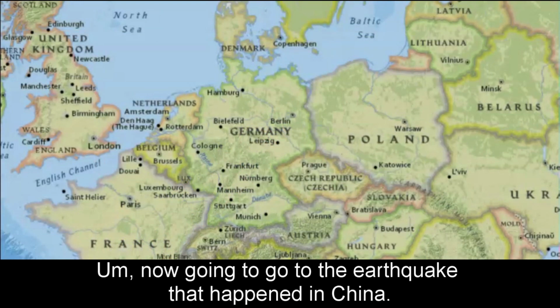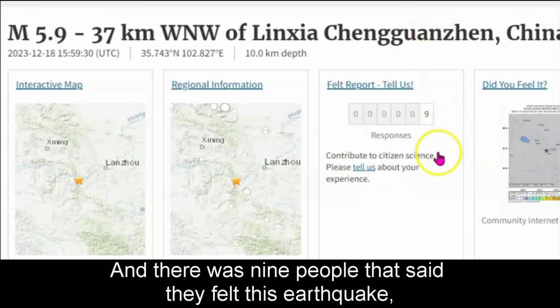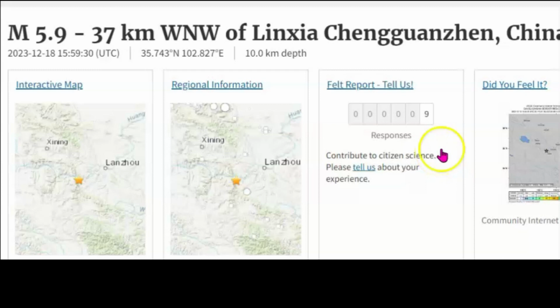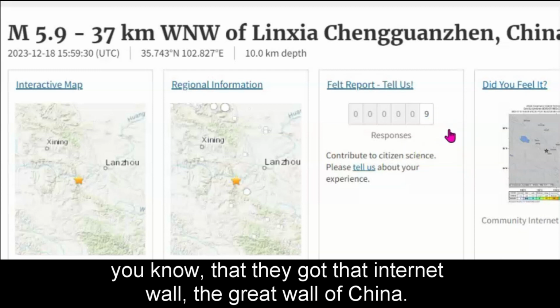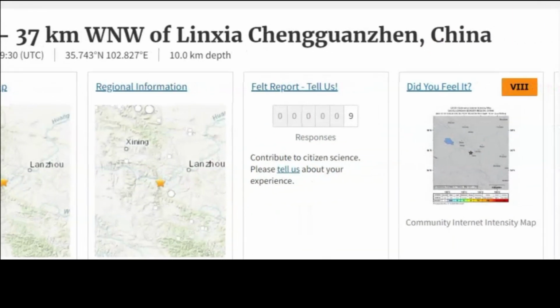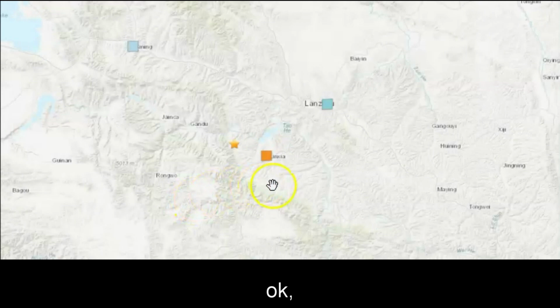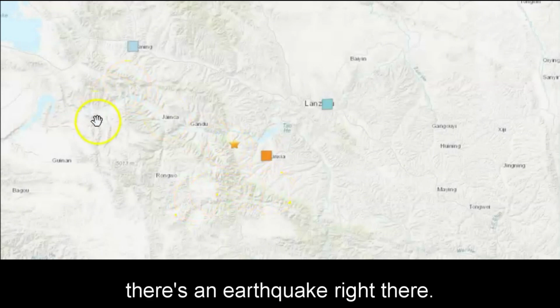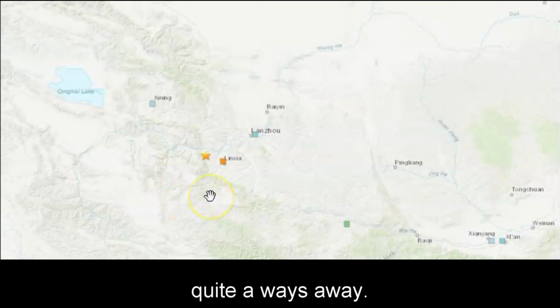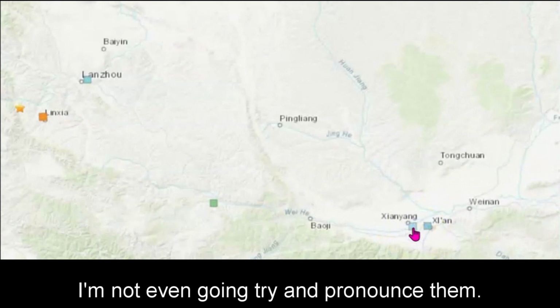Now I'm going to go to the earthquake that happened in China. EMSC said it was a 6.0, and there were 9 people that said they felt this earthquake. You know that they got that internet wall, the Great Wall of China, so whoever reported it to USGS had to be part of the government, and they gave it an intensity level of 8. Okay, which is fairly strong. There's the earthquake right there. Let me bring it out. Quite a ways away. Let's see. I'm not even going to try and pronounce them.